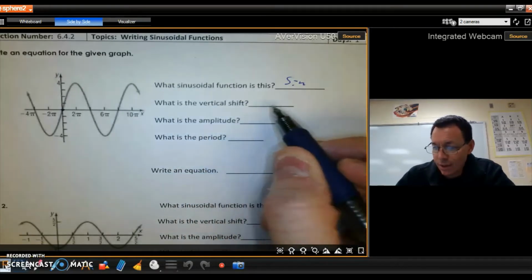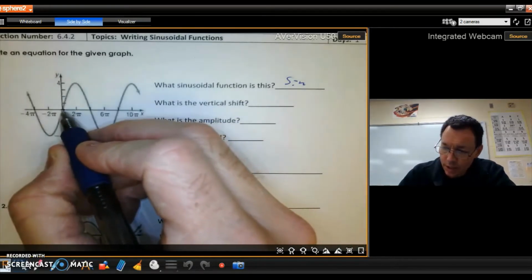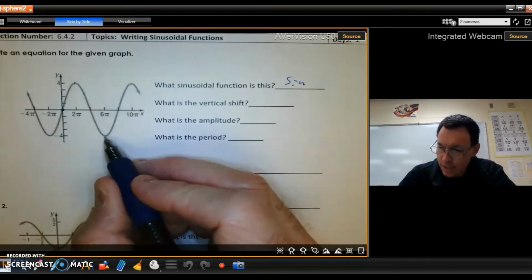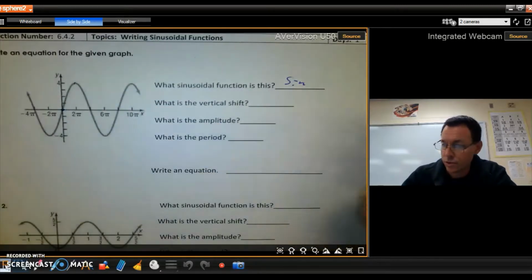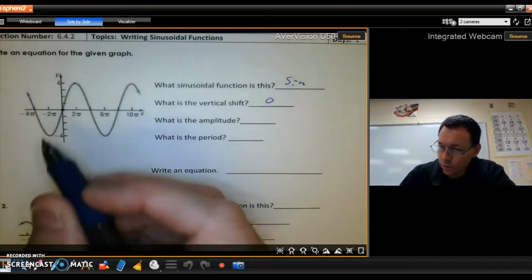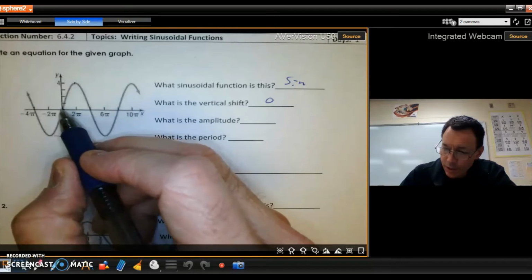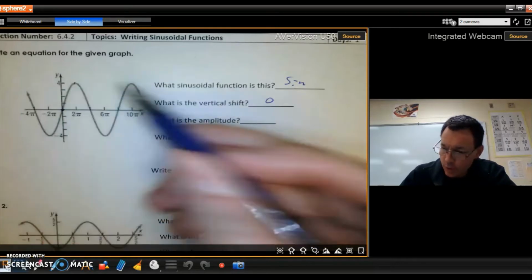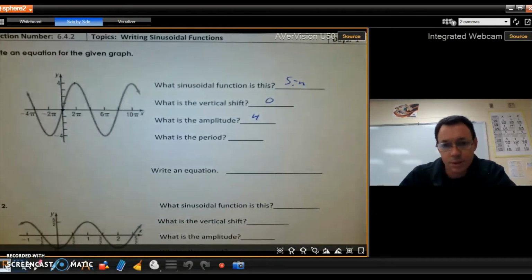Vertical shift. This graph starts right here. It goes up to 4 and it goes down to -4. So there is no vertical shift. So that's going to help us. What is the amplitude? All right, well, again, if we start here and we go up to 4, that's what our amplitude is, okay?